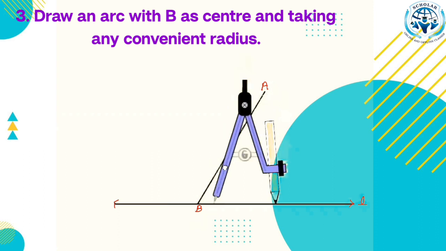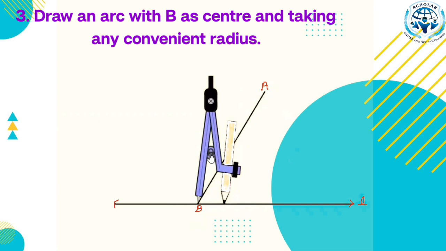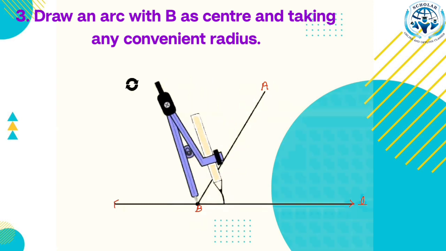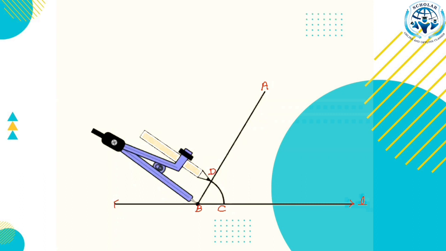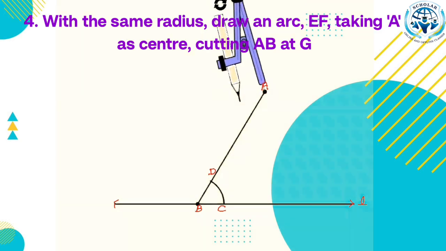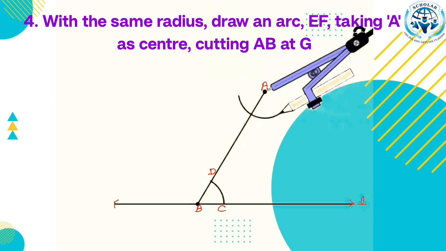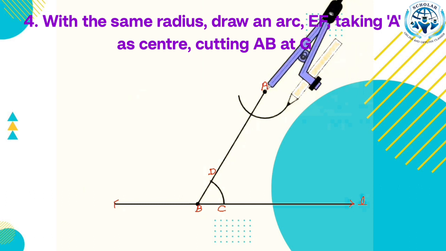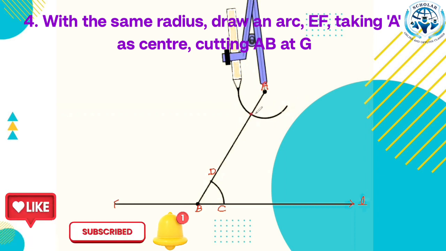Now the third step is to draw an arc. You can take any convenient radius and draw an arc taking B as center. This is one angle ABC. So it is cutting L at C. We will take the same radius and with center A, we will make an arc EF, cutting AB. What are we doing? We are making an angle of the same measurement. So we are taking the same radius.